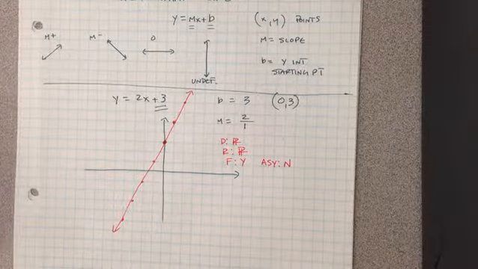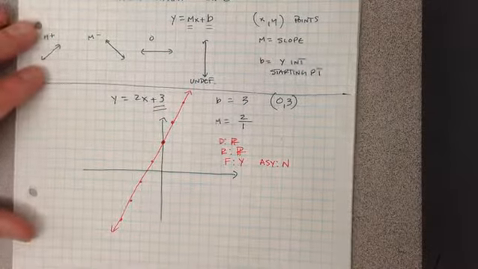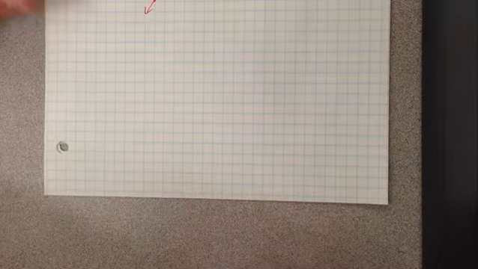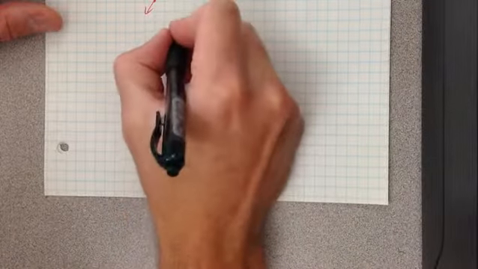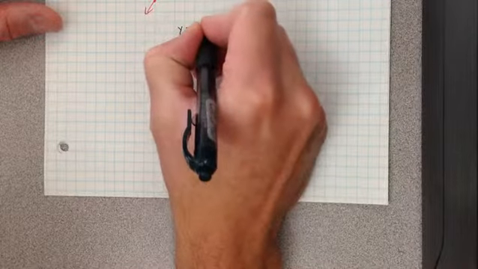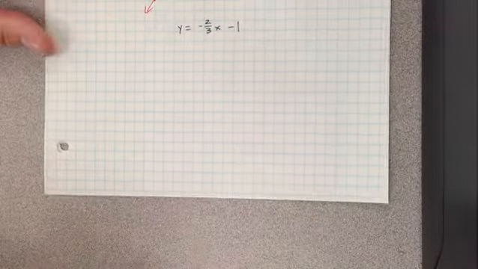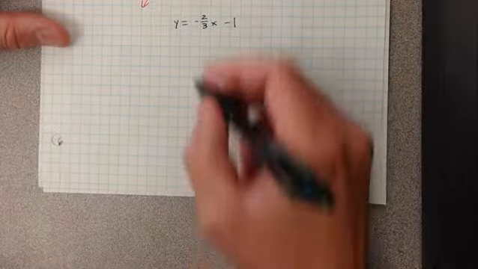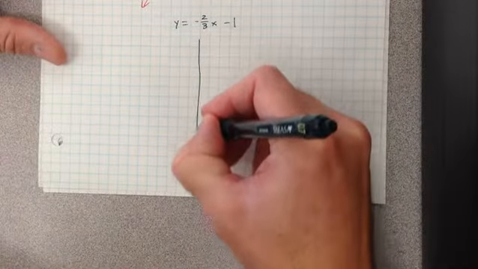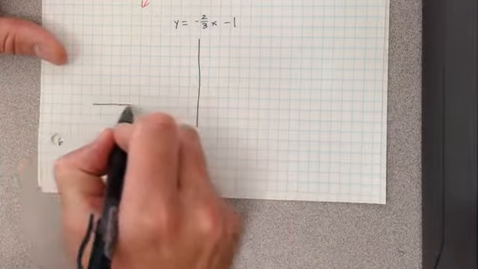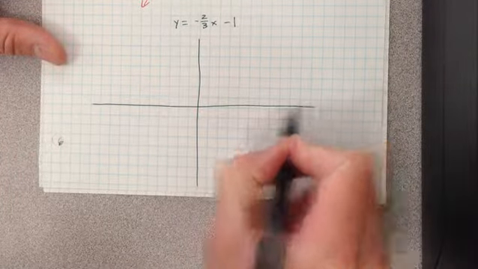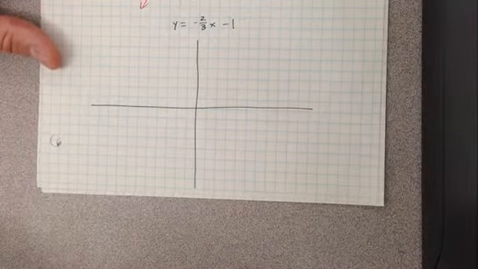No. So there's an example. We'll look at a couple more right here. Let's look at y equals negative 2/3 x minus 1. Okay, so coming in here, let's create some axes, X and y axis.